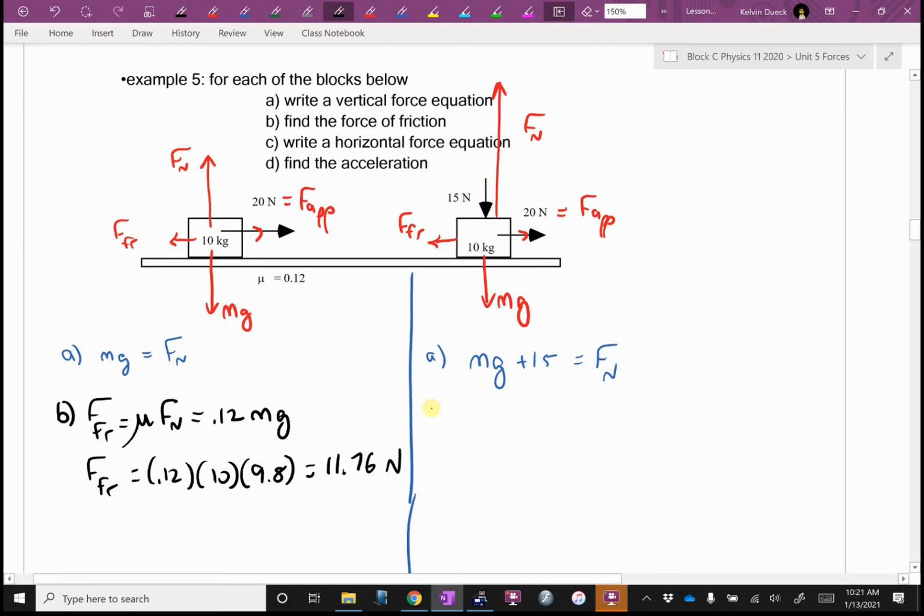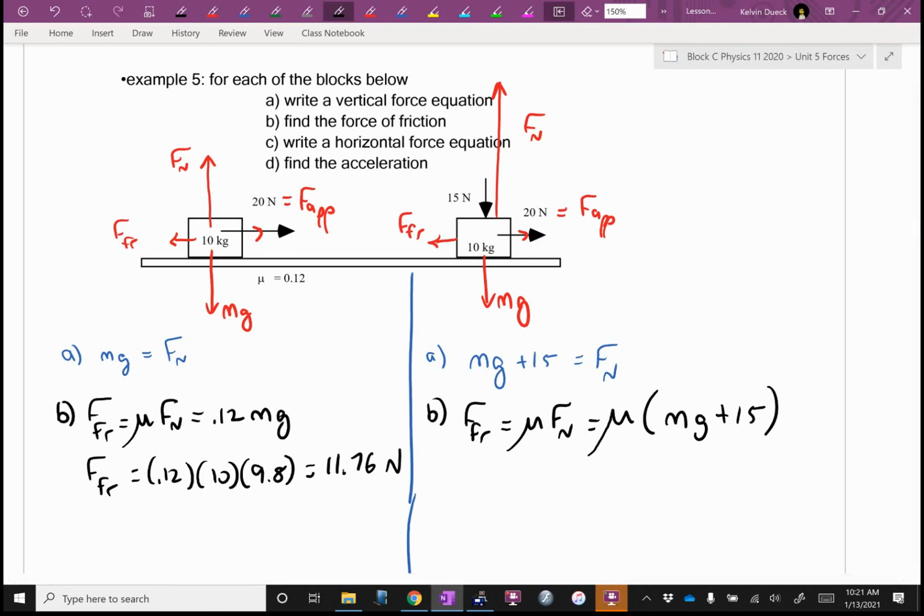Ethan, let's do B on the right-hand side. What does it want us to find? Friction. Friction is what times what? I don't know the normal force. Oh, yes I do. The normal force is equal to, in brackets, mg plus 15. It's going to end up being mu bracket mg plus 15. That's the normal force. Don't think mu mg and then add 15. It's mg plus 15, then times mu. That's the order we've got to do it in.